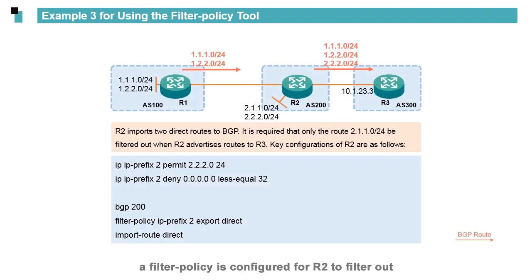In this example, a filter policy is configured for R2 to filter out the route 2.1.1.0/24 when R2 advertises direct routes to R3. An IP prefix list is used to deny this route and permit the other. Note that the direct parameter must be specified in the filter-policy ip-prefix export command to apply the filter policy to the direct routes to be advertised.